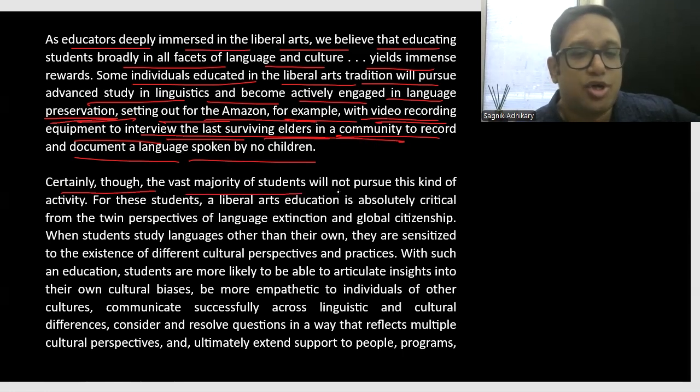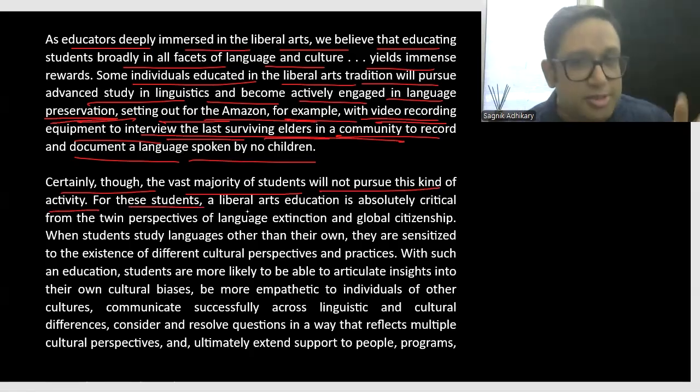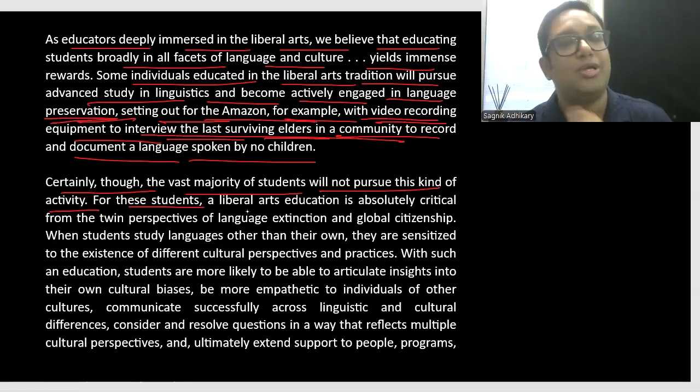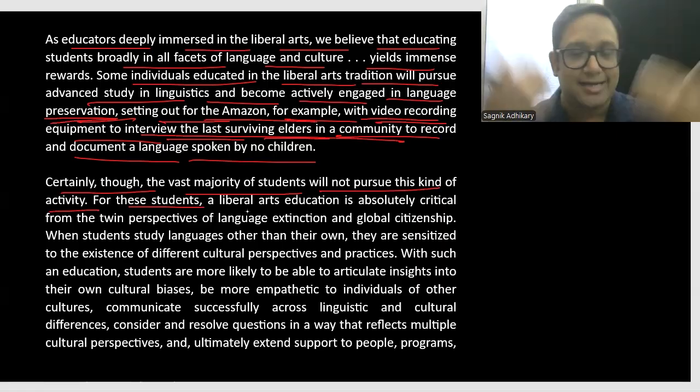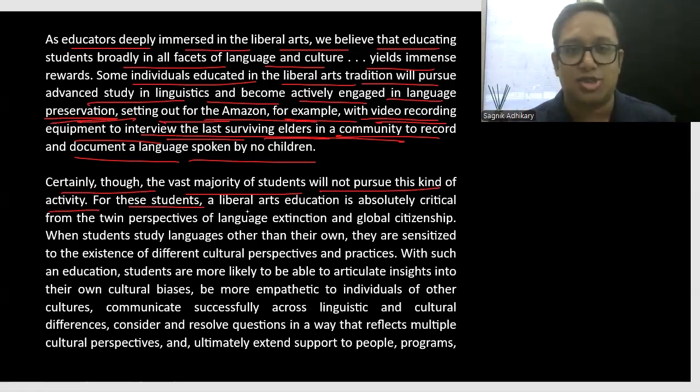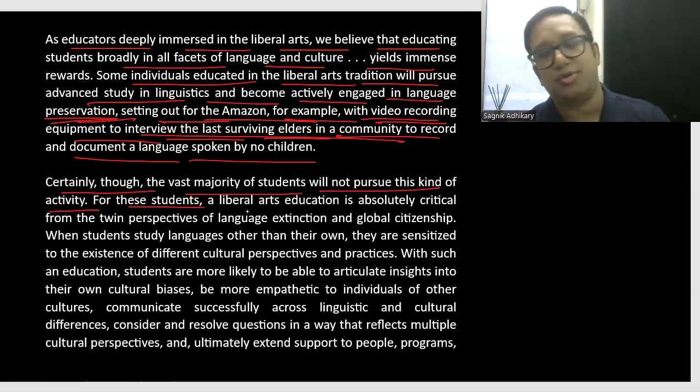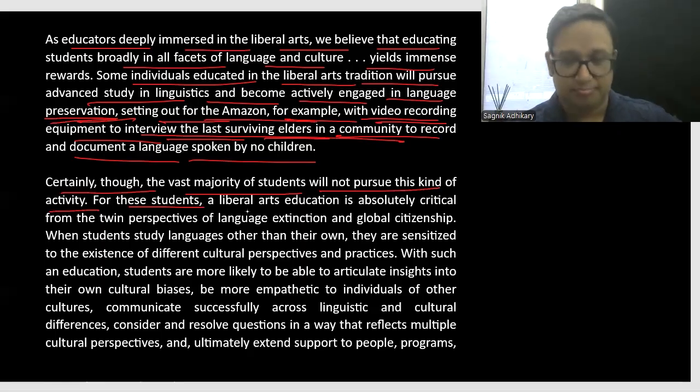Certainly, though, the vast majority of students will not pursue this kind of activity. For these students, even so, they would be interested in preserving. Only the preservation happens in a different way. The students who have been trained in these traditions would be able to integrate these languages more into their own culture, the languages into their languages, the culture into their own culture, and thus be able to preserve this particular native language or culture that is endangered, that is about to die.